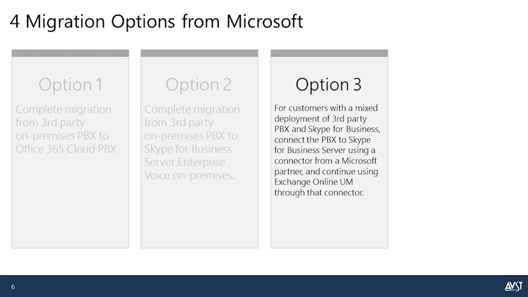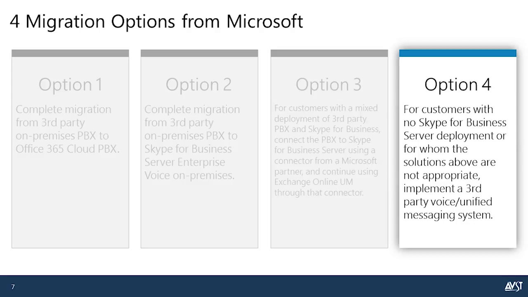Option number three is kind of a hybrid of those, where it is possible to deploy some Skype for Business components on-prem and integrate your PBX into that to then push out to the Office 365 environment. Option number four, for customers where option number 1, 2, or 3 doesn't work for them, the other option is to deploy an alternative unified messaging system. And that system could either be hosted or on-prem, but essentially the system will integrate to your third-party PBX and integrate into that Exchange Online or the Office 365 environment.